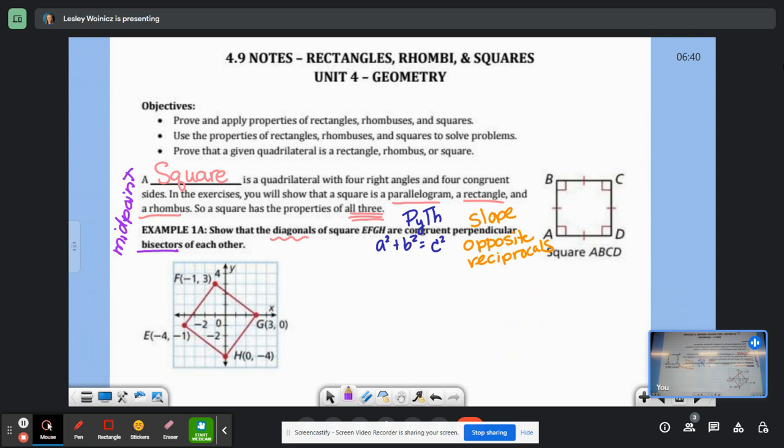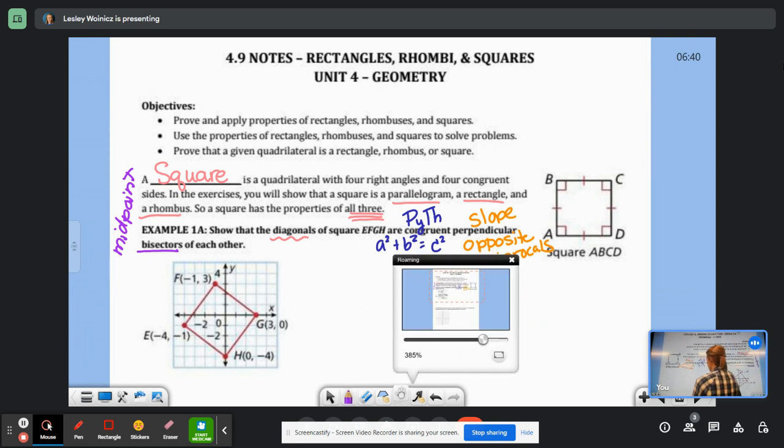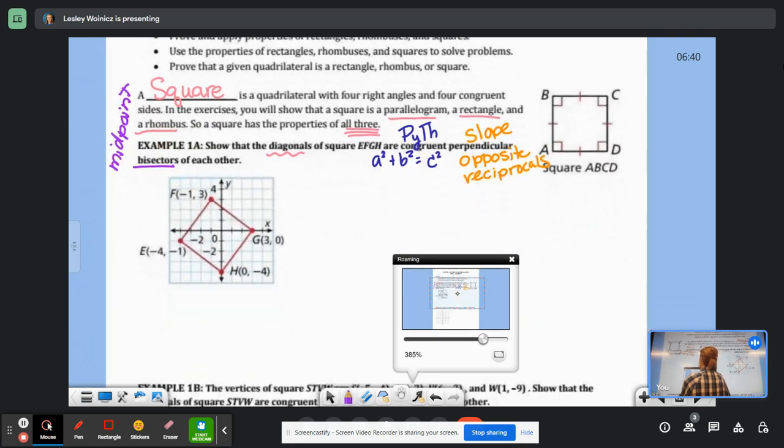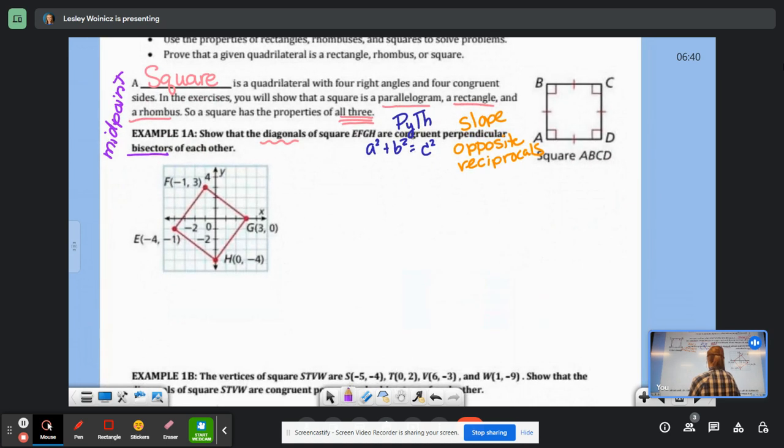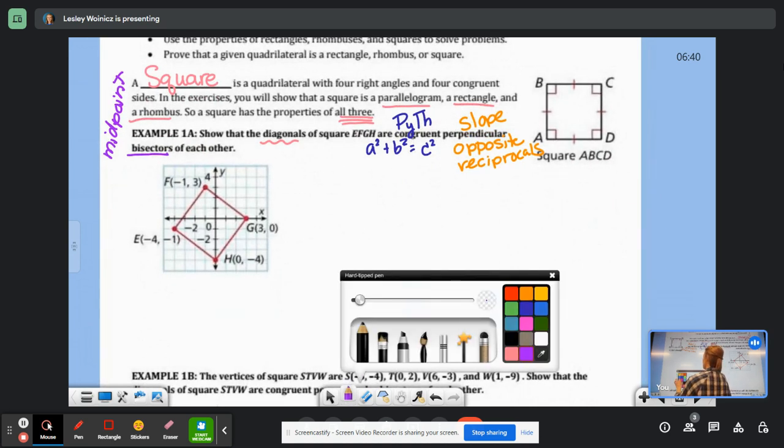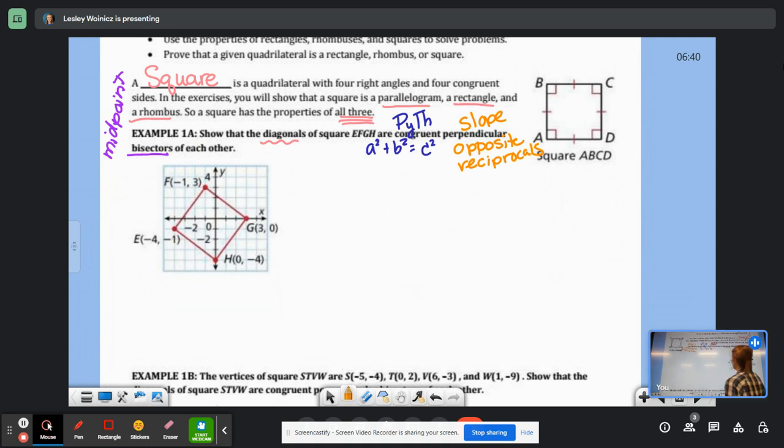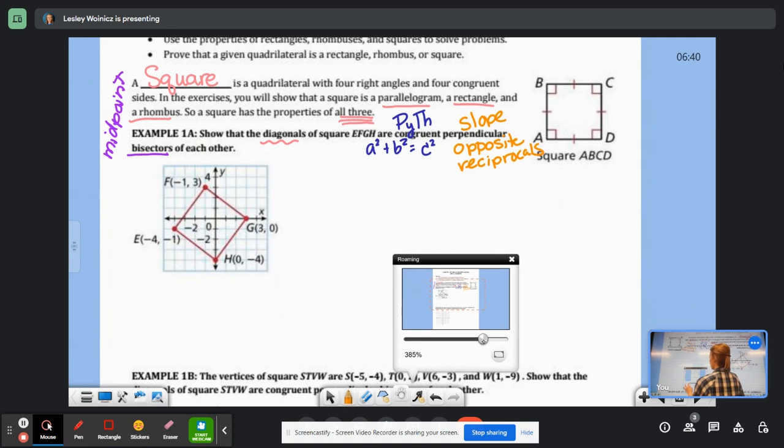Okay, so let's start with the Pythagorean theorem. When I didn't read this the first time, I did the Pythagorean theorem for all of the sides instead of the diagonals. Whoops. All right, that'll teach me not to read the directions.